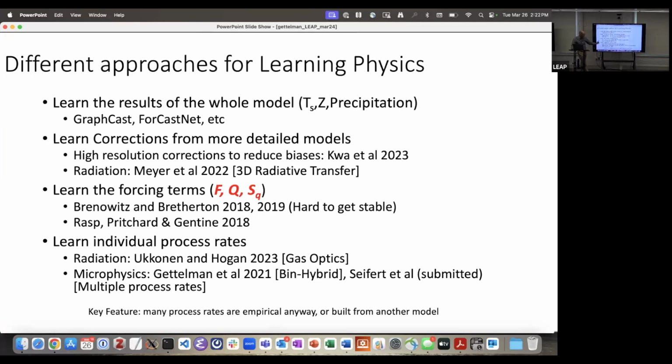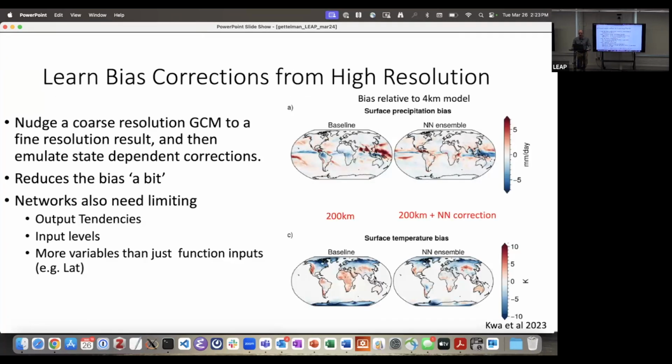One of the key features is that many of these process rates are empirical anyway, and we've already tried to fit them from data, or we build them from another model. So these machine learning techniques tend to be just more advanced versions of some of the simpler data techniques that we've always been using for many of these processes.